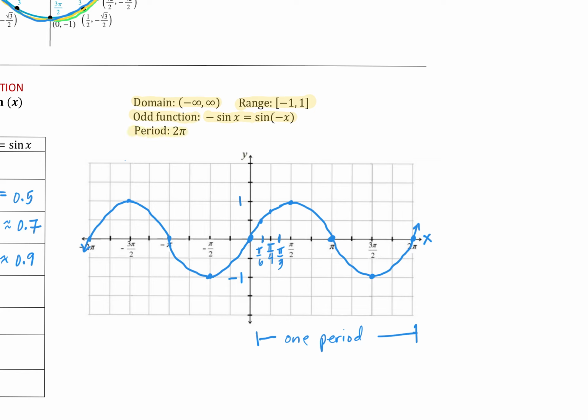No matter where you start in this graph, like let's just say I started at negative pi. If I go a distance of 2 pi, I would be at positive pi. That's one period. I've gotten all my negative and positive values, and then the pattern starts to repeat again.